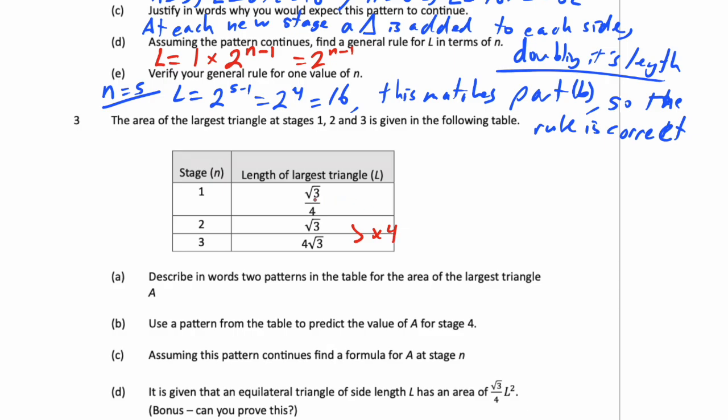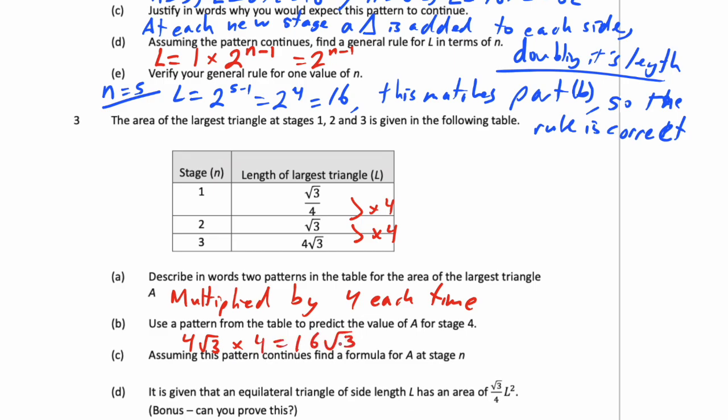Okay, and let's check, see what works for the first one. Yeah, if you have this times 4, you get this. So it's multiplied by 4 each time. Okay, so we can say multiplied by 4 each time. Use the pattern to predict for the next stage. Well, we could do 4 root 3 times 4 is 16 root 3.